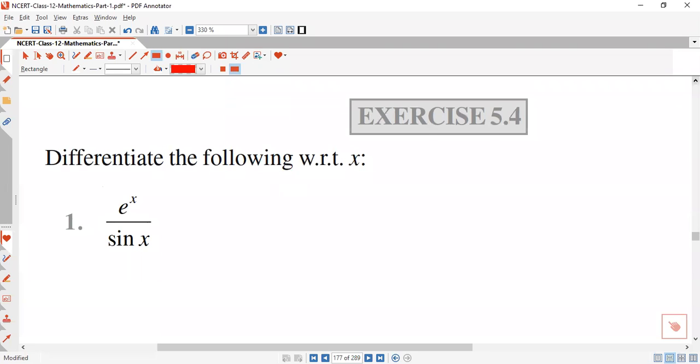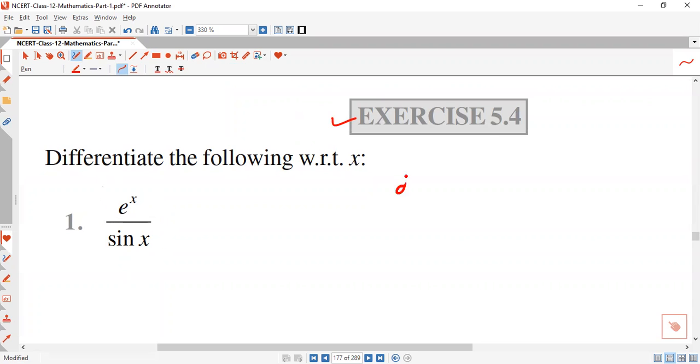NCERT book, exercise 5.4. Differentiate the following with respect to x: e raised to x sin x. I want to differentiate this function with respect to x.